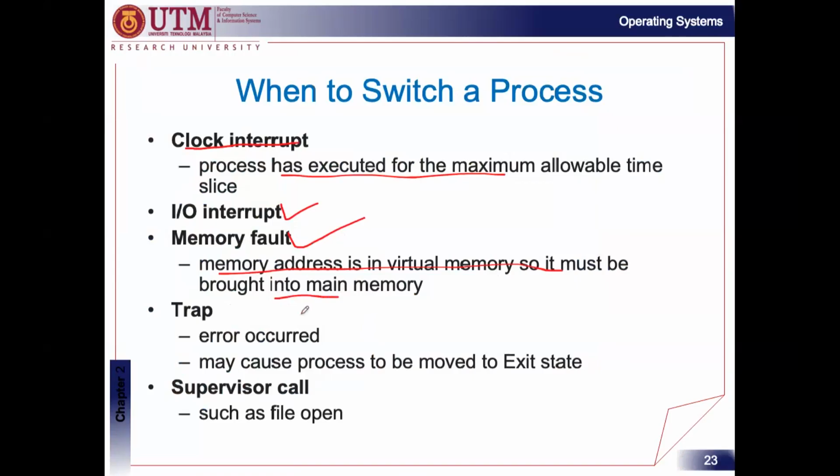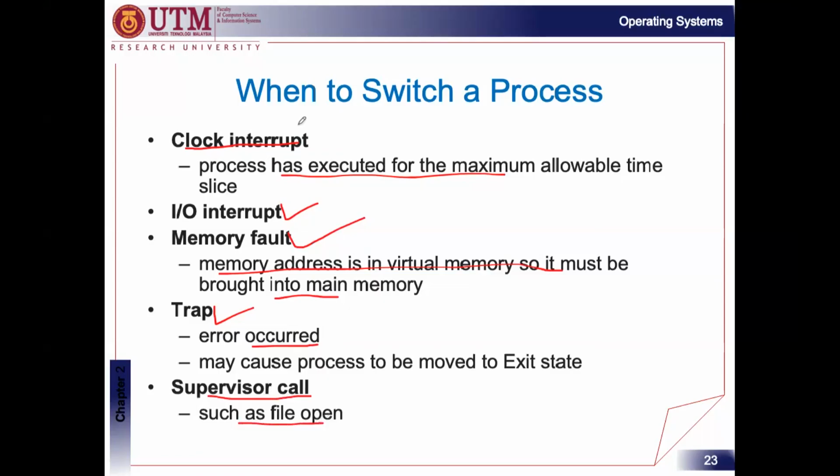Like a trap, when an error occurs, a process switch will also happen. A runtime error, for example, and a supervisor call such as file open. That's why when you click open somewhere in your system, in your OS, Windows or whatever, that's the switching.